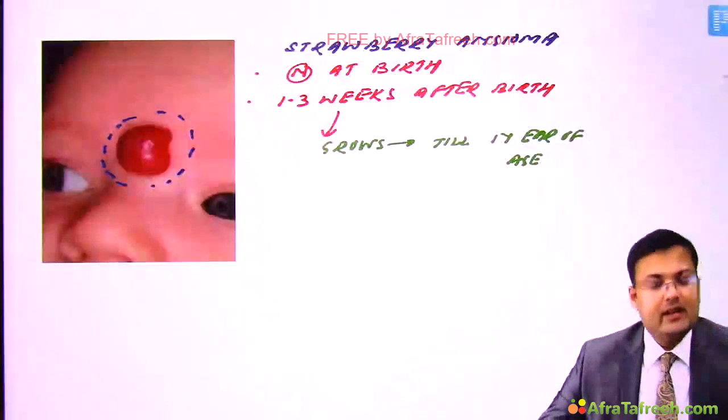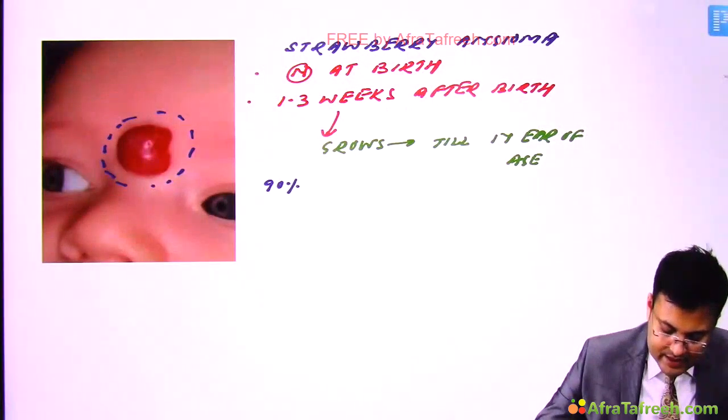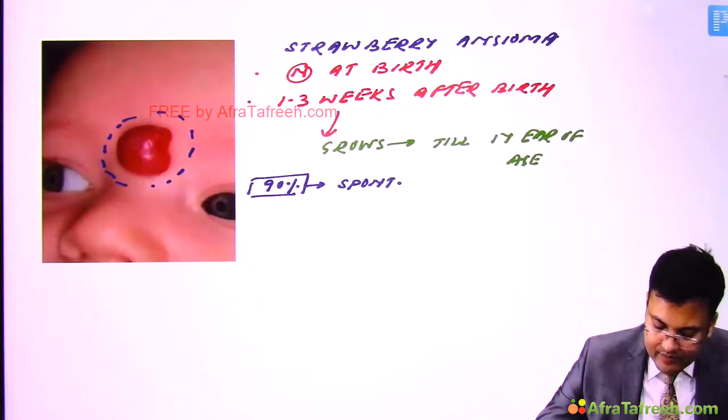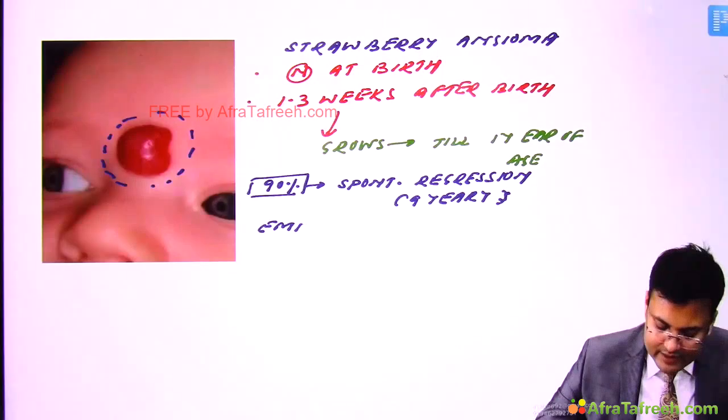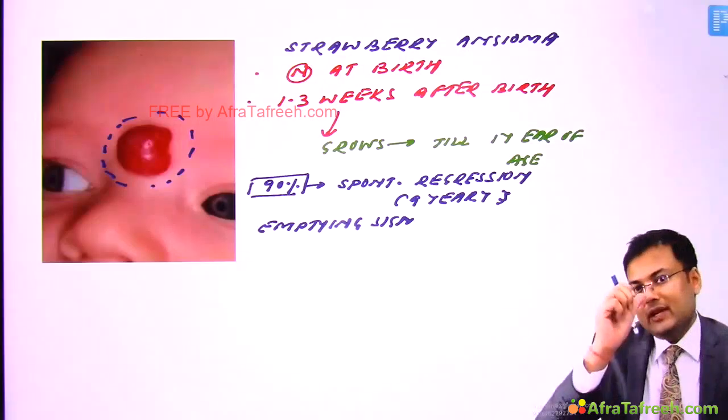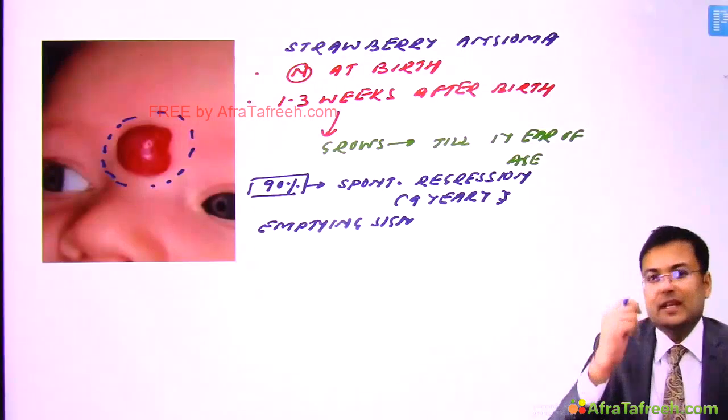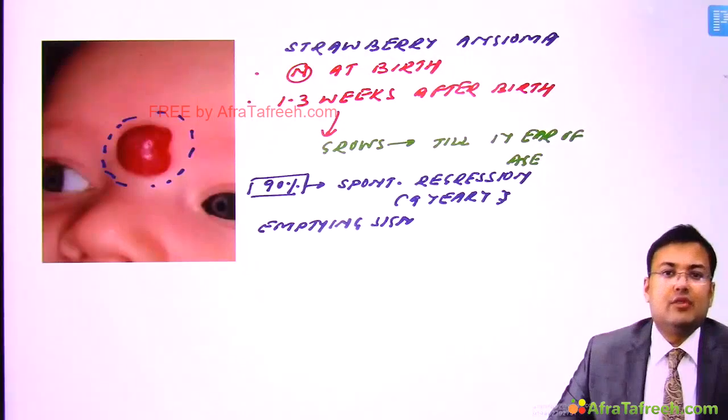And what is the good thing? That in 90% of cases there is spontaneous regression. By what age? By 9 years of age. Clear? Okay. And what is the sign? Positive emptying sign. This is a vascular swelling. So whenever we press the swelling and remove the pressure, you will notice the emptying. So this is emptying sign, which is positive.